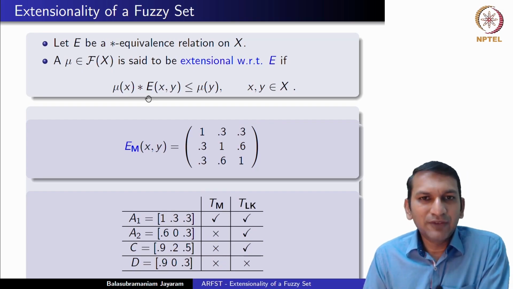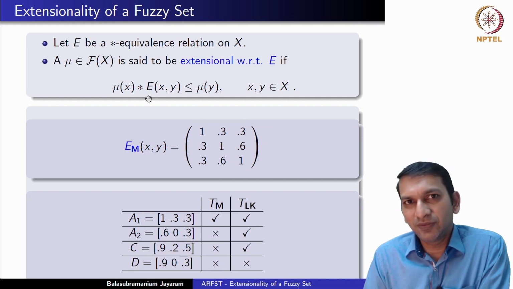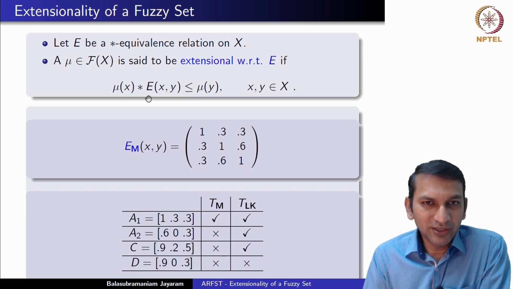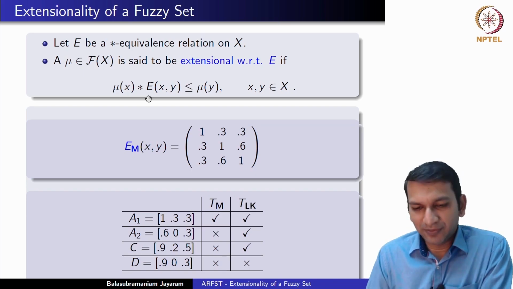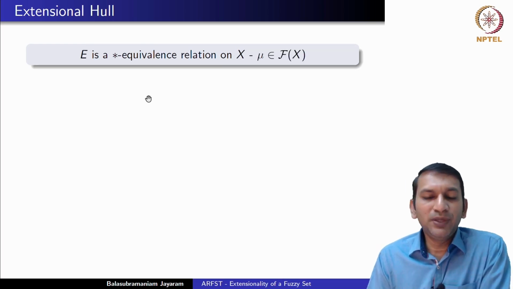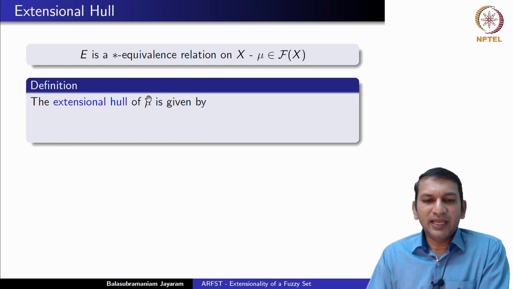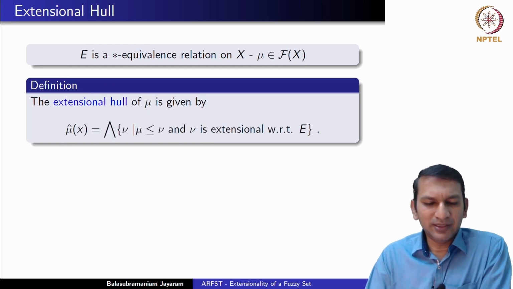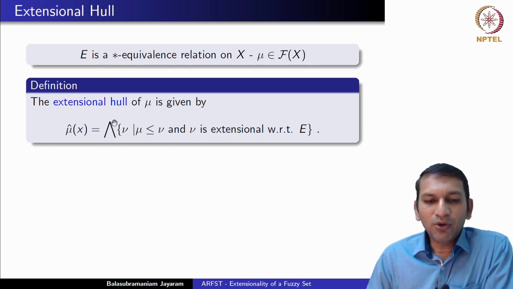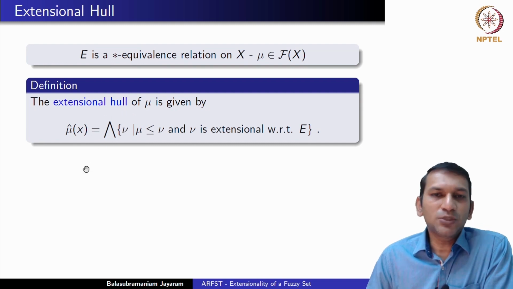Now the next question is, if a fuzzy set is not extensional with respect to a given equivalence relation, can we make it extensional? Well, let's begin with a star equivalence relation E on X and let mu be a given fuzzy set. The extensional hull of mu is given like this. What do we do here? We take all those mu-hat which are greater than mu, and are also extensional with respect to E and the star that we have fixed. Among all these, we pick the smallest one.